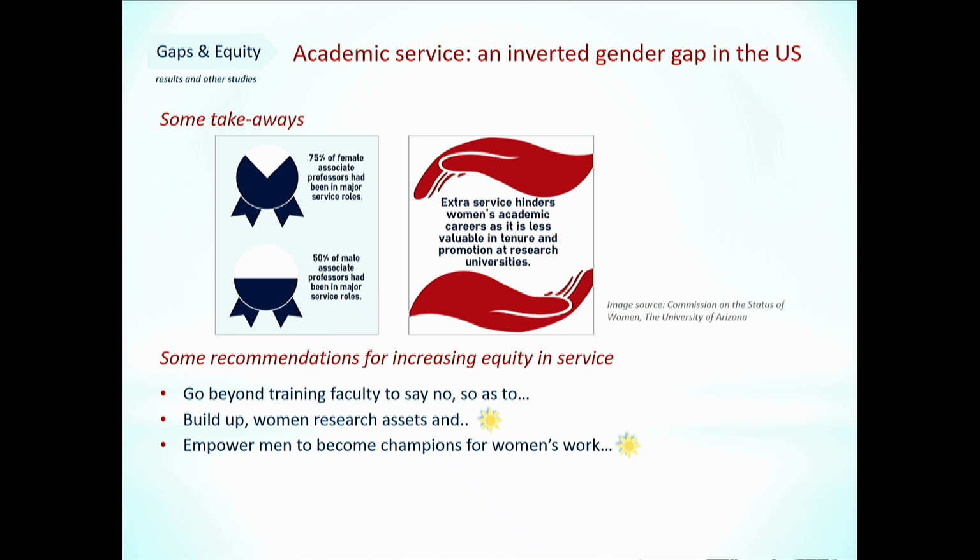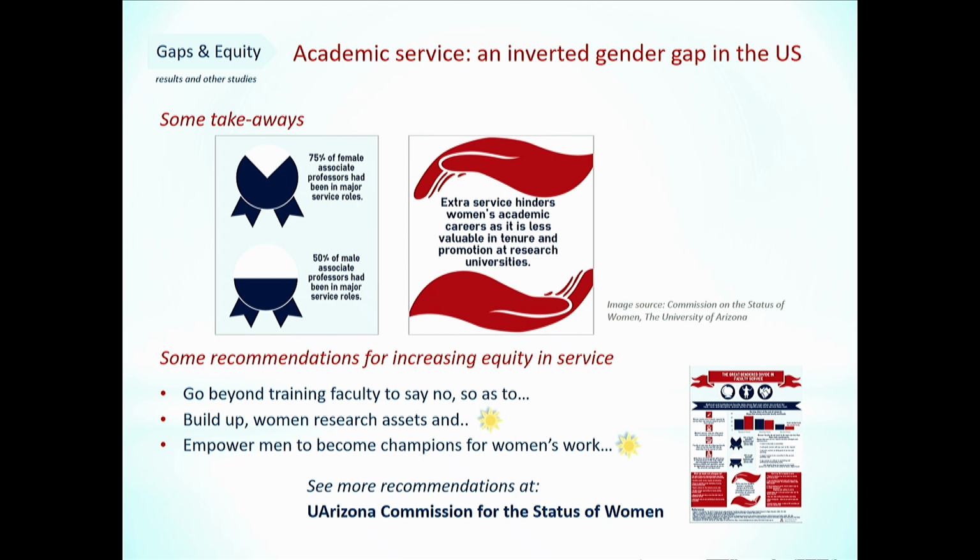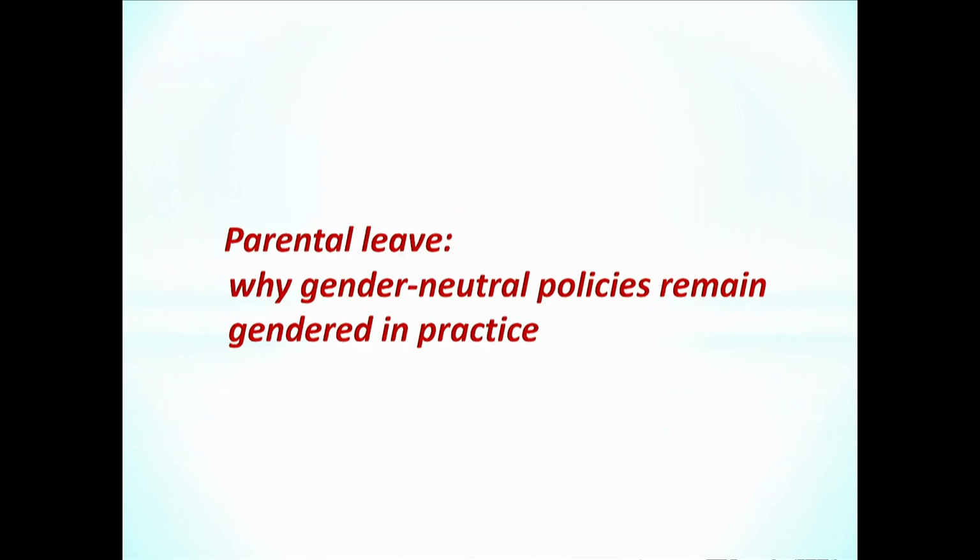So women saying no is sort of a deficit perspective, trying to change women and trying to tell them to not do something to protect themselves. Building on the assets that women have in research and empowering men to become champions is building on both the assets of men and women. So those are particularly valuable. There's more recommendations in this brochure, which I'm happy to make available. This was created by the University of Arizona Commission for the Status of Women and was presented by the university at large by leadership. Okay, so that's also another good practice.